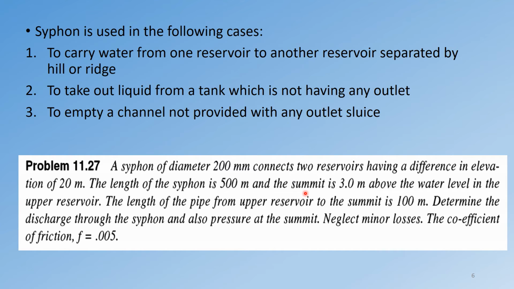Now we will solve a problem involving this siphon tube. A siphon of diameter 200 mm connects two reservoirs having a difference in elevation of 20 meter. The length of the siphon is 500 meter and the summit is 3 meter above the water level in the upper reservoir. The length of the pipe from the upper reservoir to the summit is 100 meter. Determine the discharge through the siphon and also the pressure at the summit. Neglect minor losses. The coefficient of friction f is equal to 0.005.